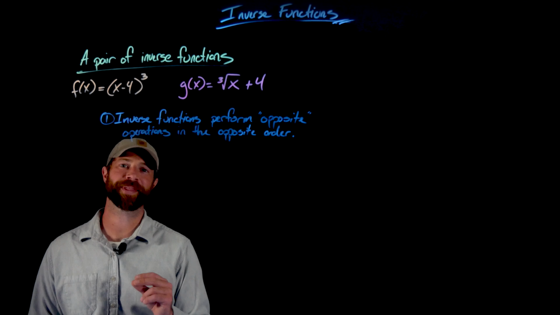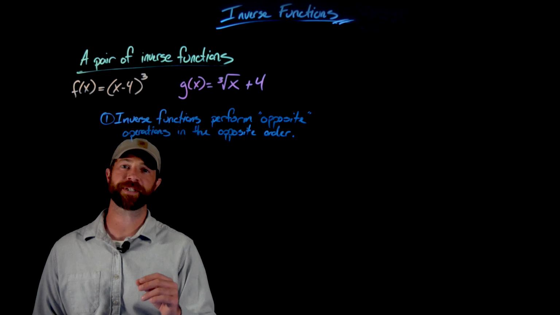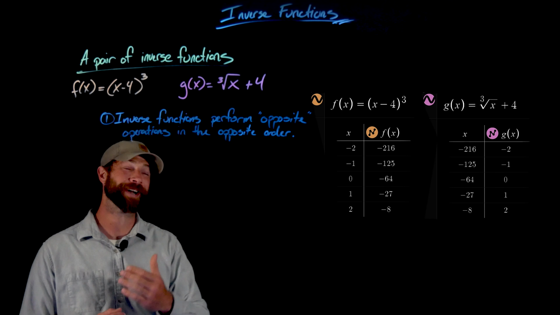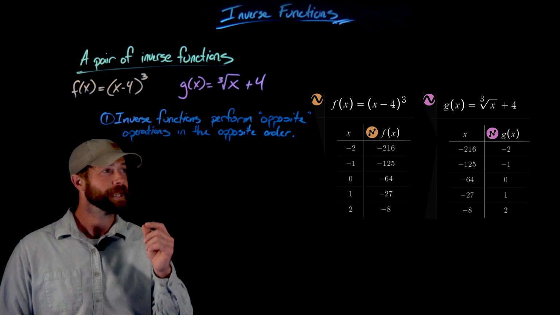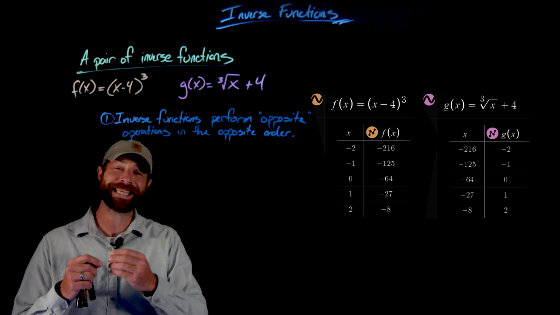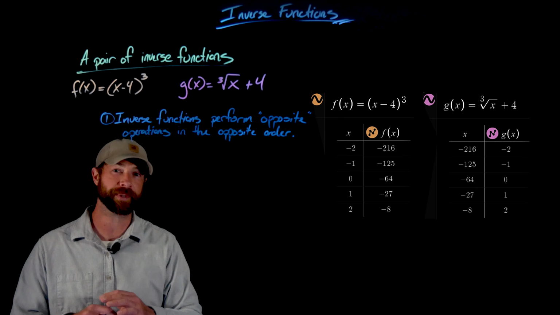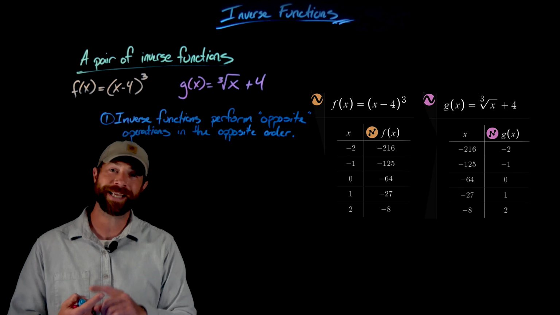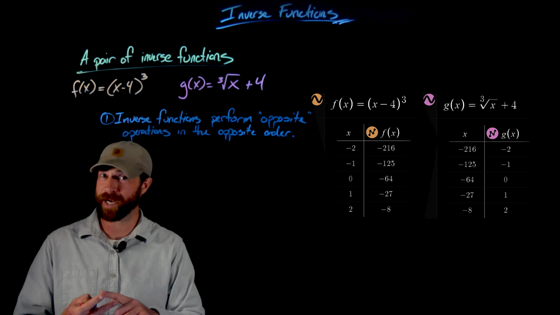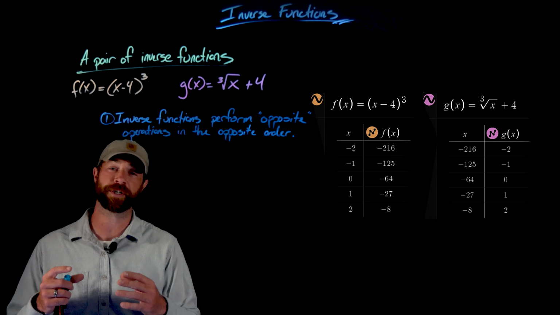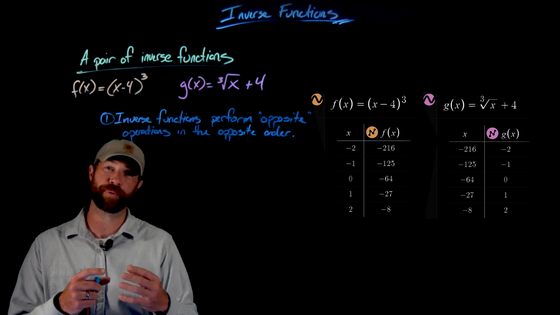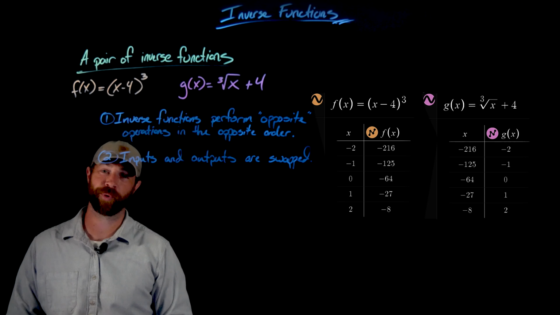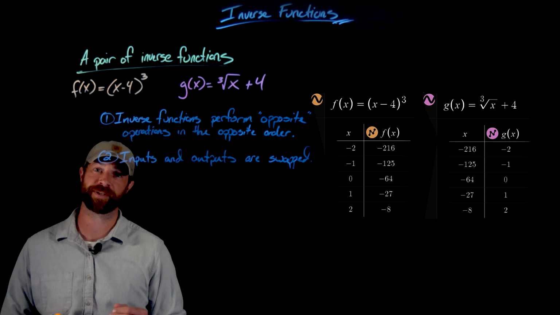The second important thing to state about inverse functions is that if you look at a table of values, here we'll look at a table of values for f of x and for g of x, importantly what you'll notice is that the inputs and outputs have been swapped, and that's not by chance. That will always be the case. So when comparing the tables of values for two inverse functions, the inputs and outputs get swapped.